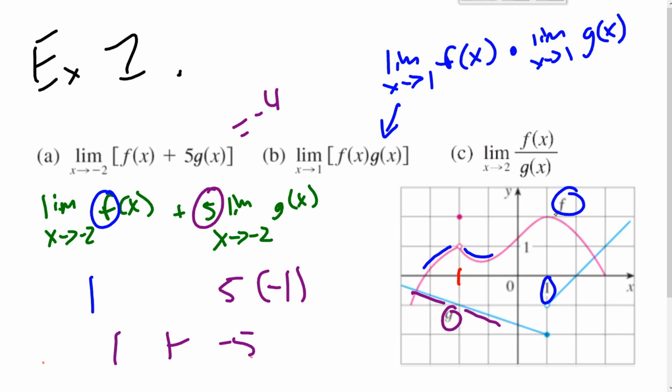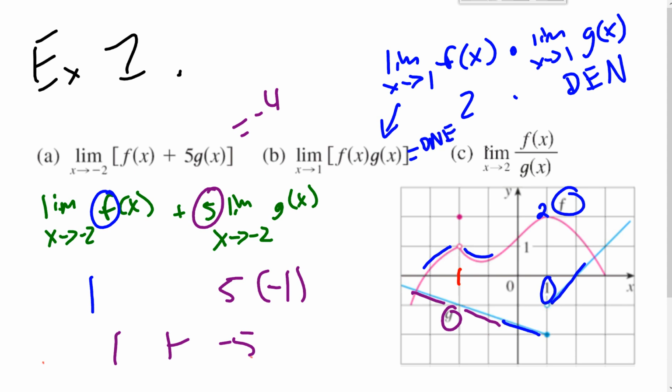What is f of x going to? That is 2 at 2, and g of x at 2, oh, that limit doesn't exist, right? Because from the right it goes down to -1, but from the left it goes to -2. So that does not exist. So I can't multiply a 2 by does not exist. So this one does not exist.